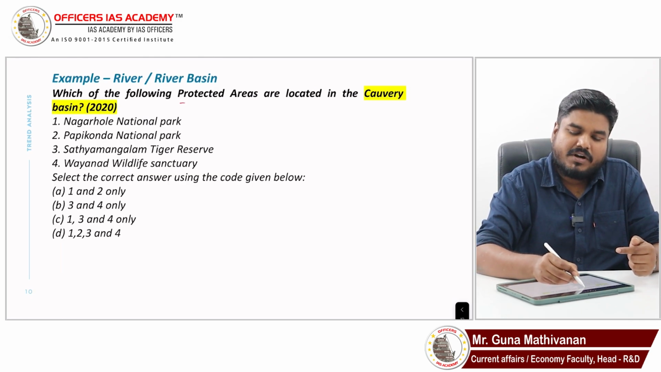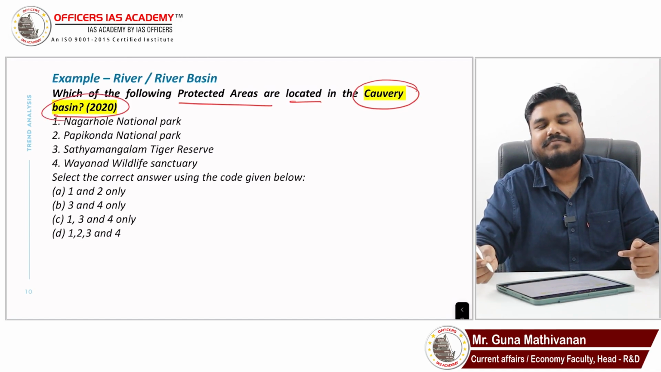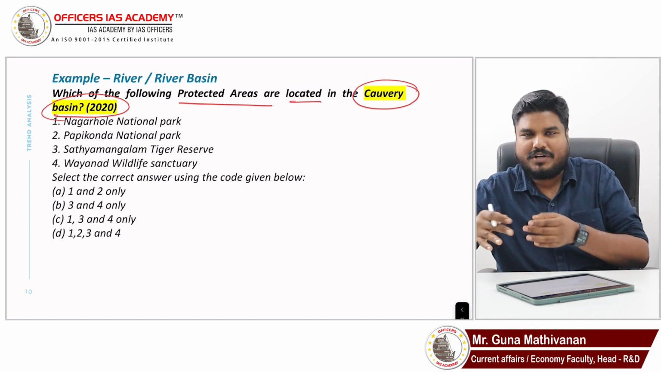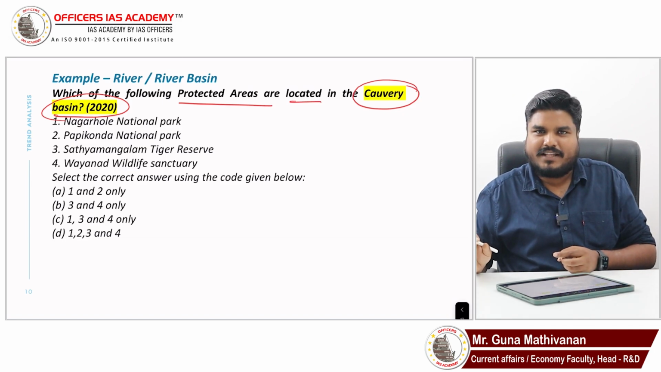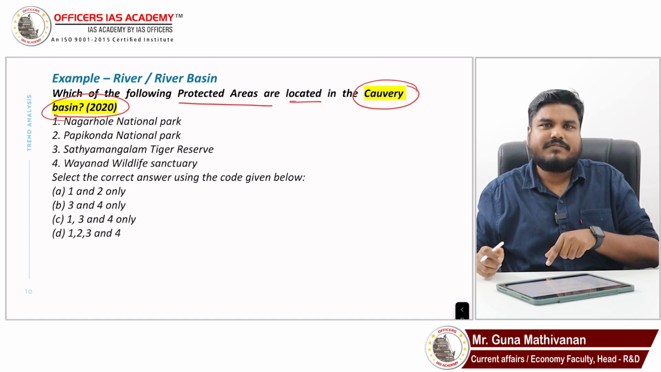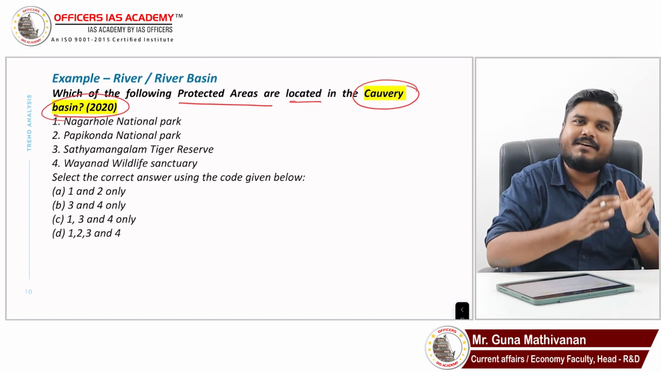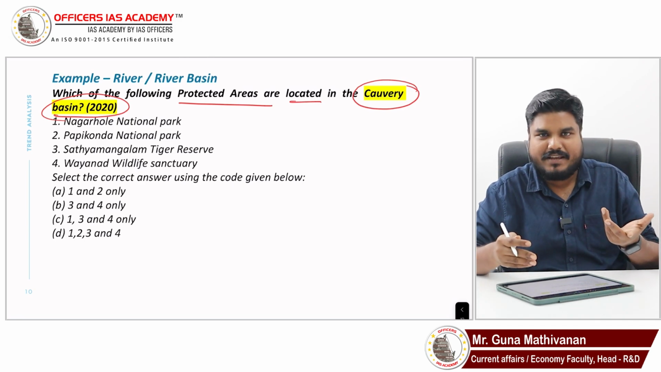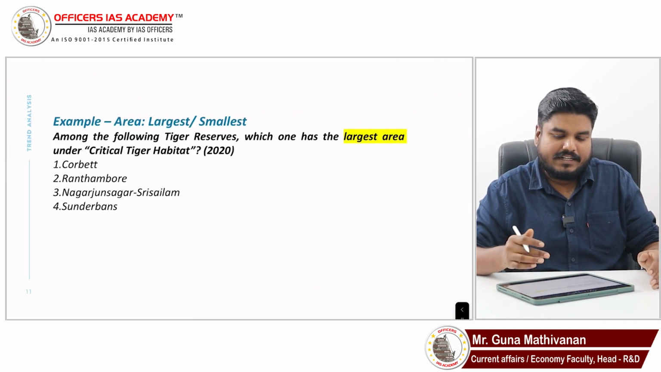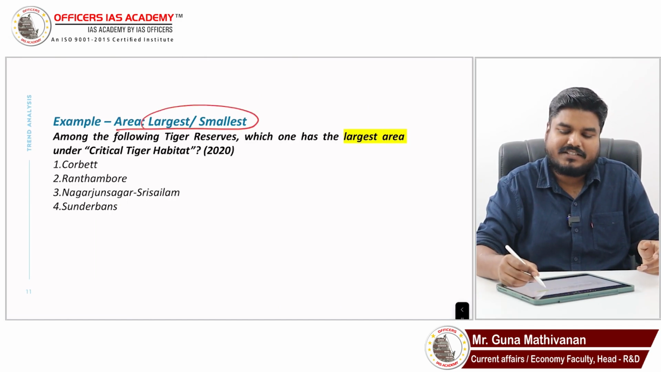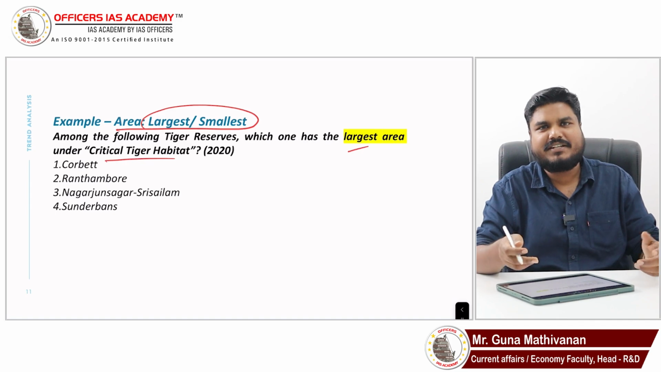Right. Similarly, look at this. Which of the following protected areas are located in the Kaveri basin? Either when you read about Kaveri, you should also note down the national parks, other protected areas. Or else when you read any protected area, find out whether that belongs to a particular river basin or not. Right. Look at this question. Area, basin area, largest, smallest. So largest area under the critical tiger habitat.